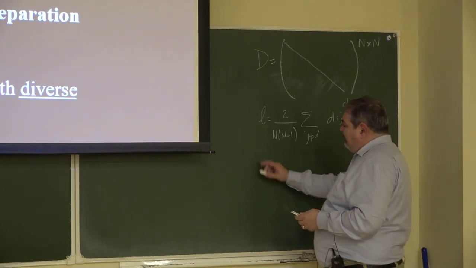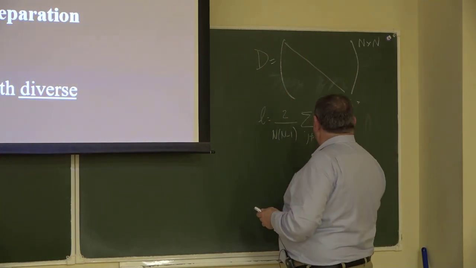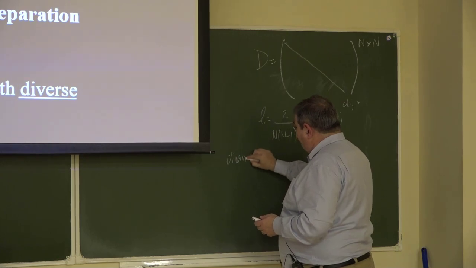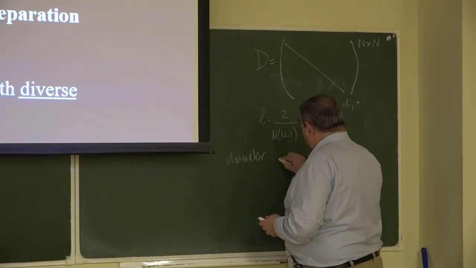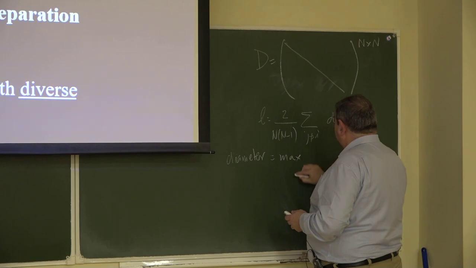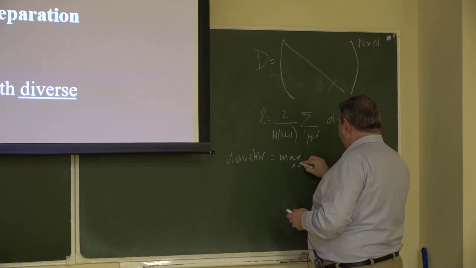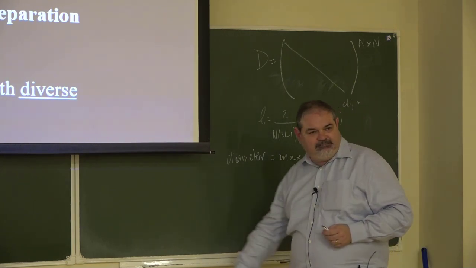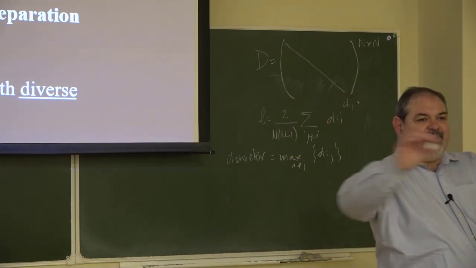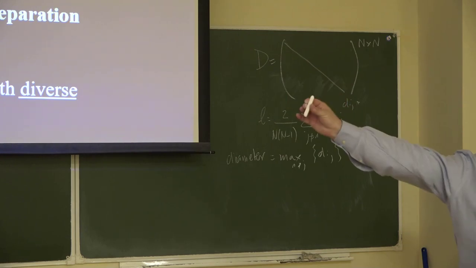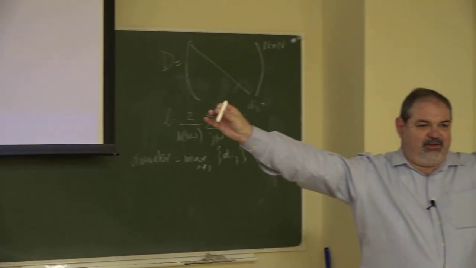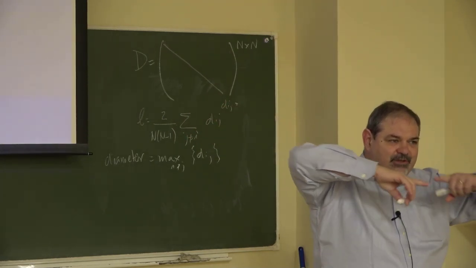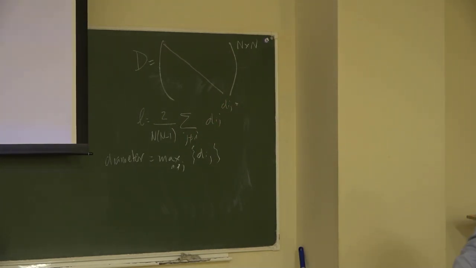And this is the value that Milgram said to be 6 in the case of a social network. You can define another quantity from this matrix, which is the diameter of a network, which is the maximum over i different from j of dij. So the diameter tells you the largest distance between two nodes, and the shortest path gives you the average of the distances between the nodes.